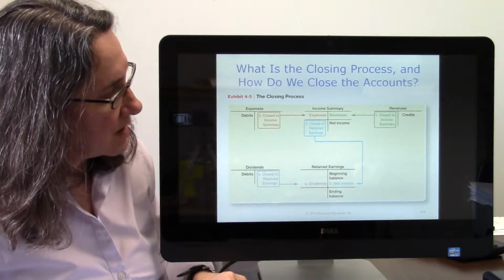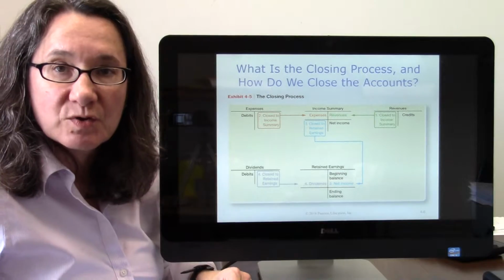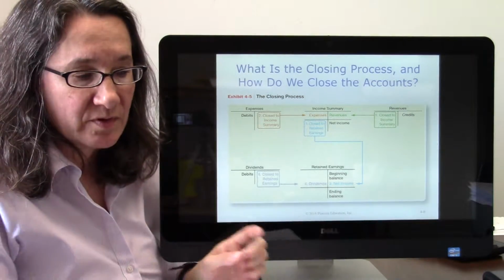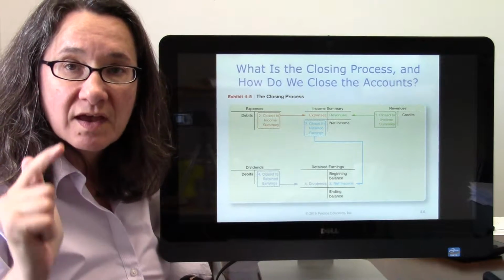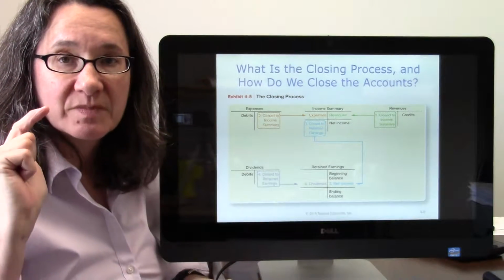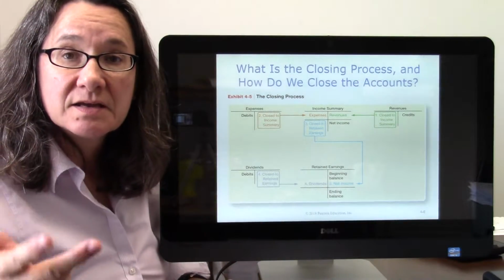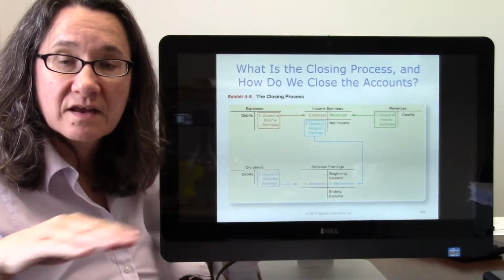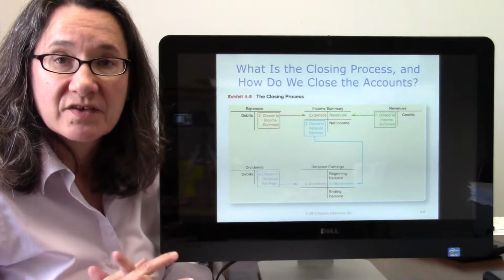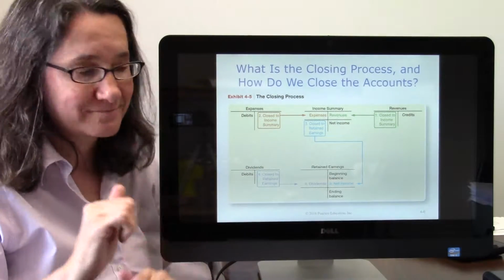All right? So the steps for closing the accounts are pretty simple. Close revenue to income summary. Close expenses to income summary. Close income summary to retained earnings. Close dividends to retained earnings. There you go. You've closed all the accounts you need to close. Don't close any others.